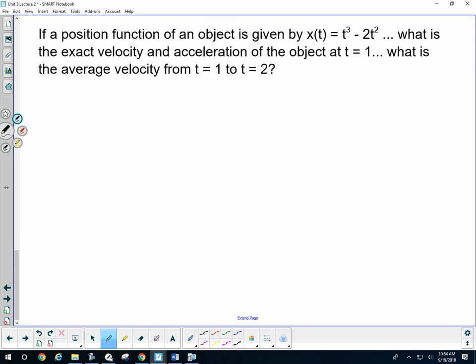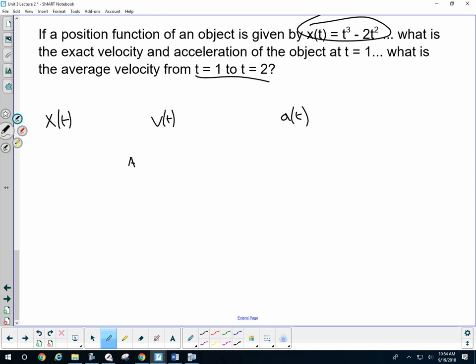Okay, last question. Talking about position, velocity, and acceleration. We have a position function of an object. What is the exact velocity and acceleration? So at the end of the video in the first lesson, we talked about position, velocity, and acceleration. And let's just start with the third part. I asked you to find the exact velocity and acceleration of the object at t equals 1, and what is the average velocity at t equals 1.